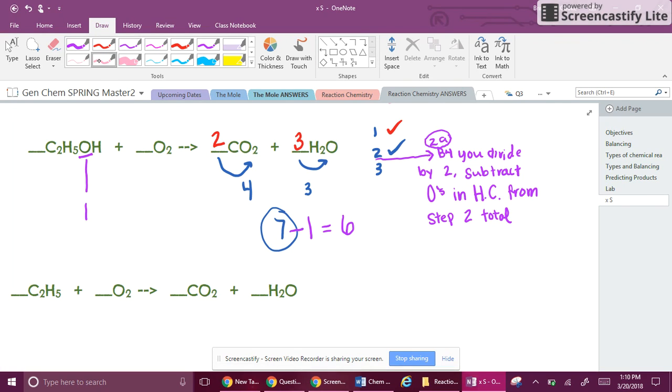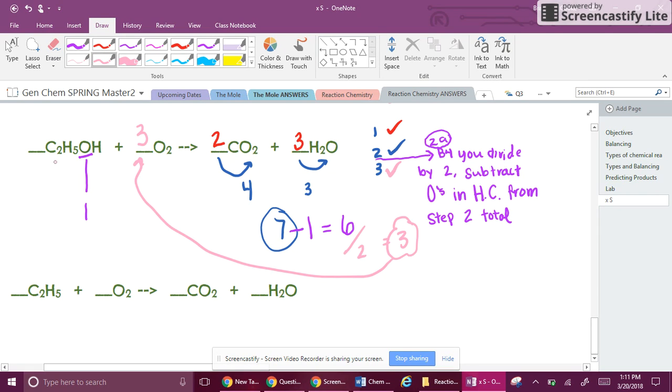And then step 3, now that we've done 2A, is just divide it by 2 and put the coefficient out front. So 6 divided by 2 is 3, and that is my coefficient right here. And that is done, and that should be balanced.